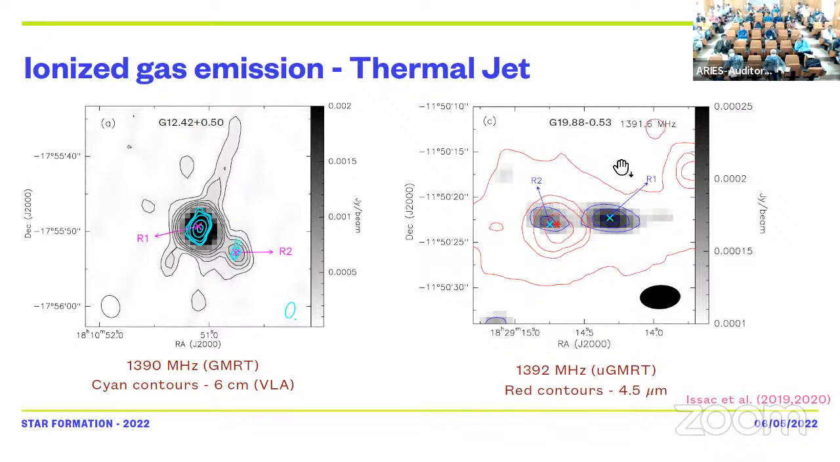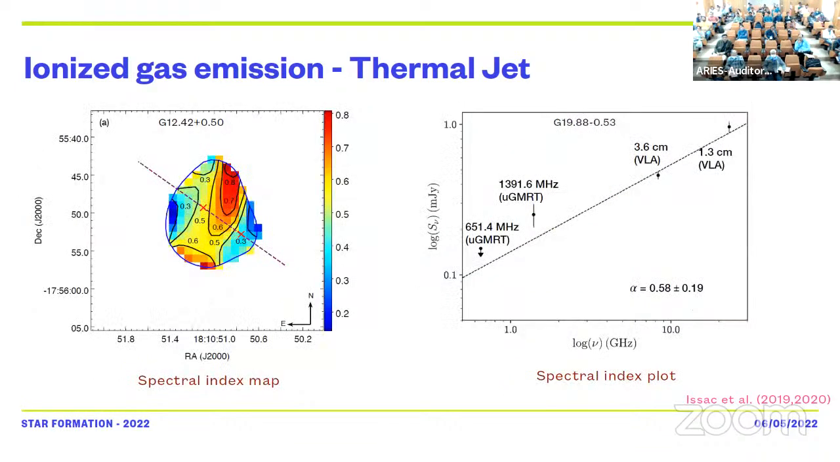Similarly, in the case of G1988 as well, there's an elongated emission in the east-west direction, also consisting of two radio components. The best way to understand the nature of radio emission is to find the spectral index associated with those regions. So for this, we constructed the spectral index map for G1242 using the 1390 megahertz and the 610 megahertz maps from GMRT. As can be seen along the jet direction, the spectral index varies in the range of 0.3 to 0.7.